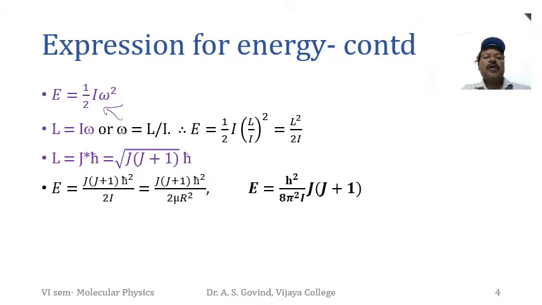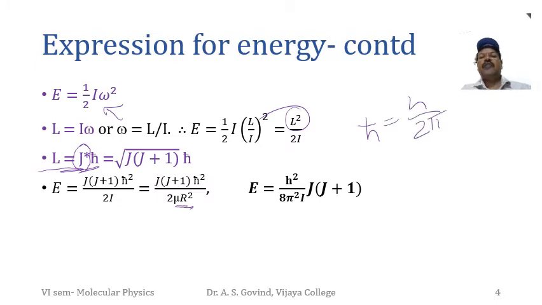And angular momentum according to quantum mechanics is quantized. This is the total angular momentum quantum number J, where L is root of J into J plus 1. So substituting that for L square, you will get J into J plus 1, the root squared cancelled, into h bar square by 2I, and I can be substituted as mu r square. Substitute for h bar: h bar is h by 2 pi, and when you square it, you will get h square by 4 pi square. So finally you will get this expression for energy.